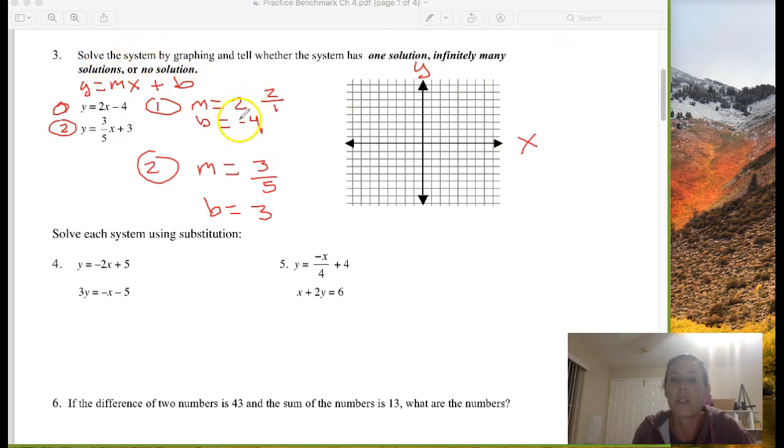So let's go ahead and graph this. So equation 1, my y-intercept is -4, 1, 2, 3, 4, down in the negative direction, and I put it right there on the y-axis, y-intercept.